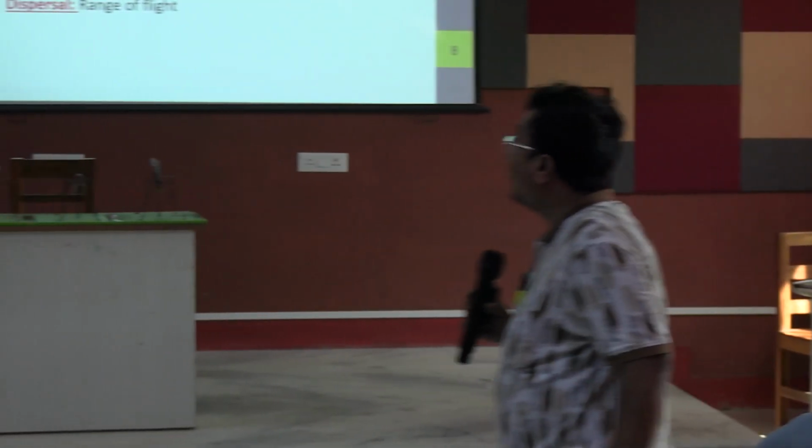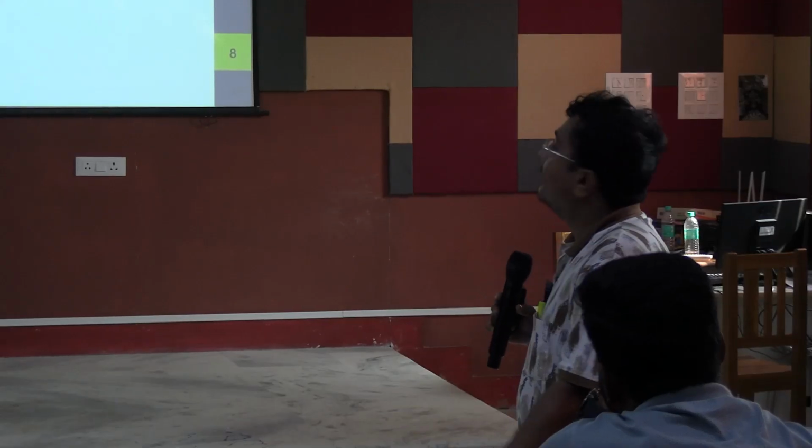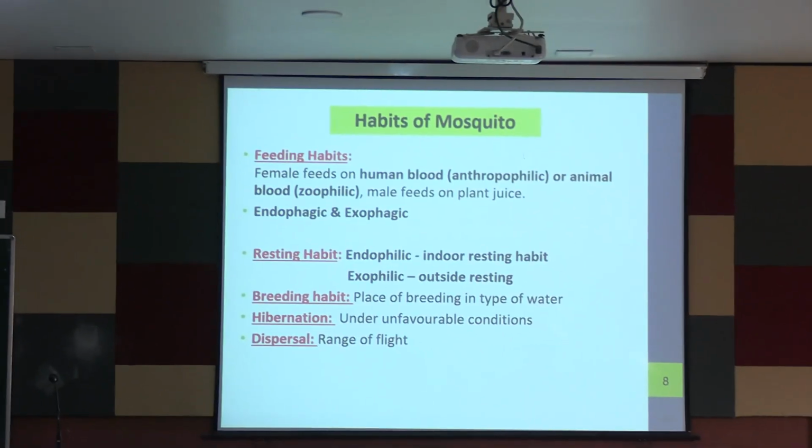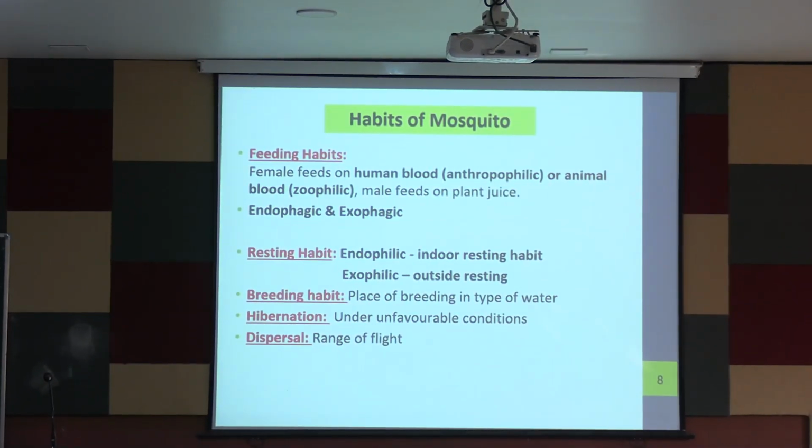What are the general habits of the mosquito? Females feed on human blood, that's why we call them anthropophilic, and on animal blood, zoophilic. Males feed on plant juice. Feeding can be of two types, endophagic and exophagic. What are their resting habits? They can be endophilic or exophilic. Endophilic means you will usually find them inside your home. These are all talking about the adult mosquito and its habits. Endophilic is usually Anopheles, or the Aedes mosquito is very much endophilic. Exophilic, it resides outside, usually Culex.